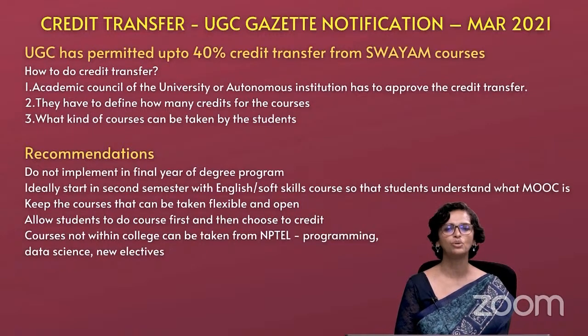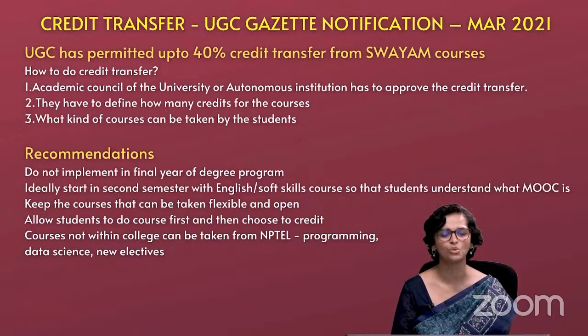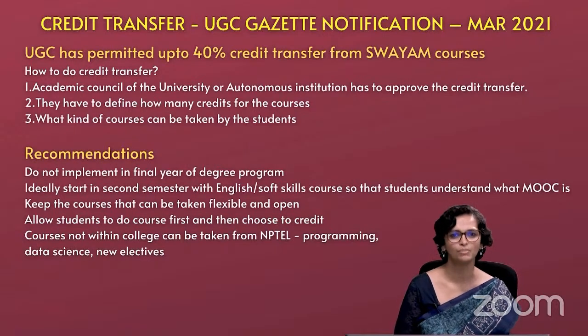And like I said, it is a good idea to allow students to do courses which are job oriented and which cut across disciplines, like data science courses, programming courses, English training courses, soft skill courses, communication courses and so on, apart from, of course, the core and other elective courses which are part of the program itself.